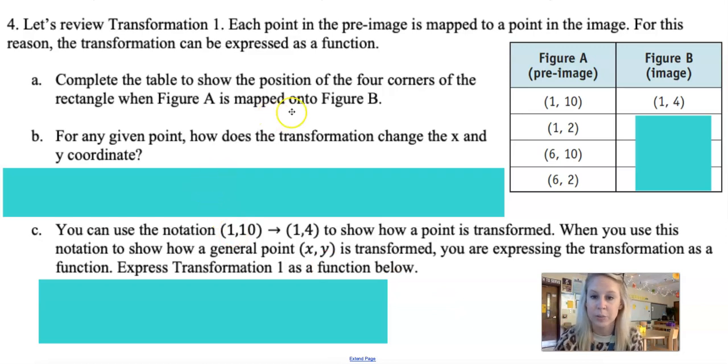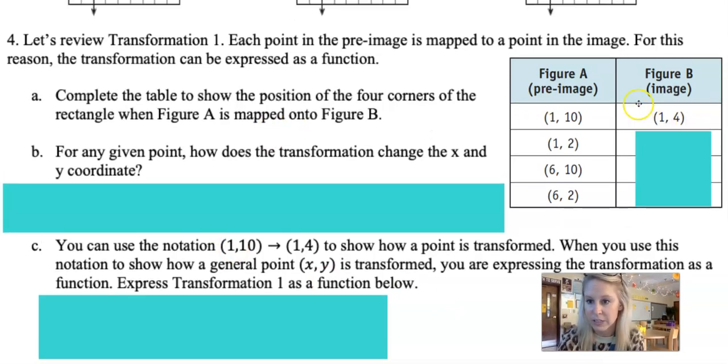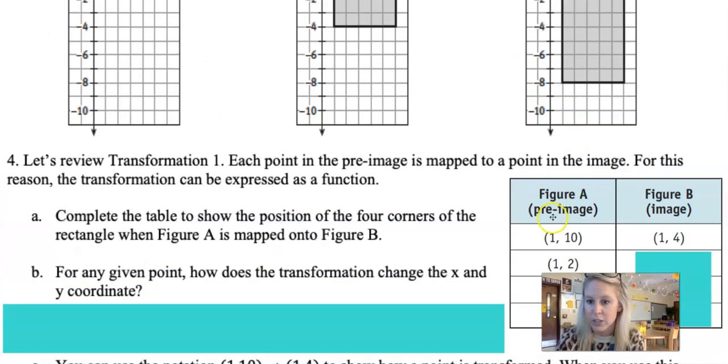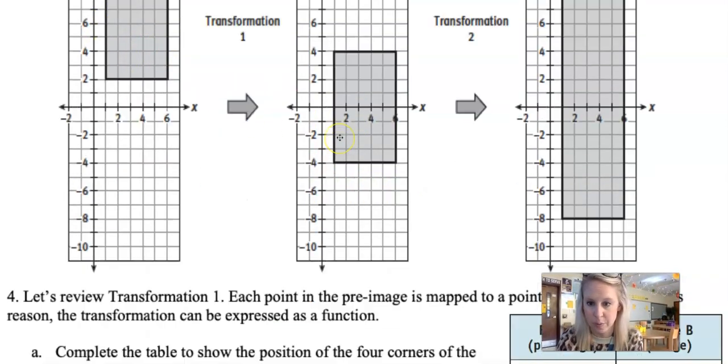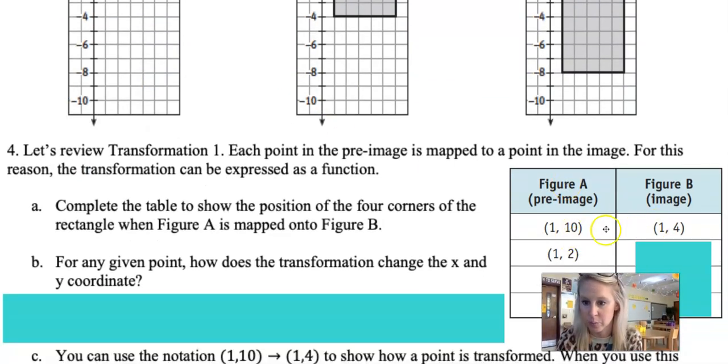I want you to complete the table. For example, let's look at the picture. It says the coordinate point (1, 10) became the coordinate point (1, 4). So (1, 10) is 1 and then up 10, so it's the top left part of the band. The top left part of the band still went to the top left part of the band, so ordered pair (1, 10) became (1, 4). That is what this table is representing.